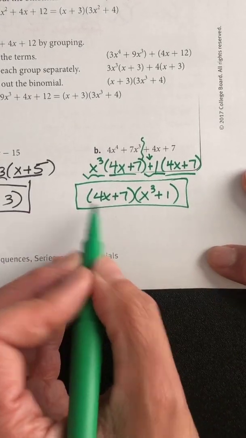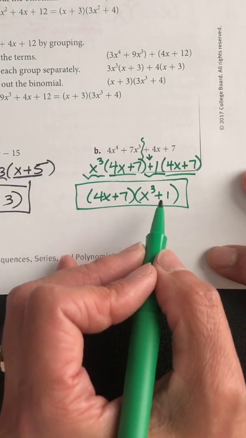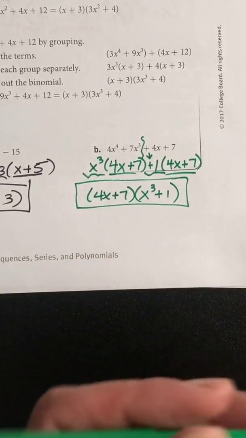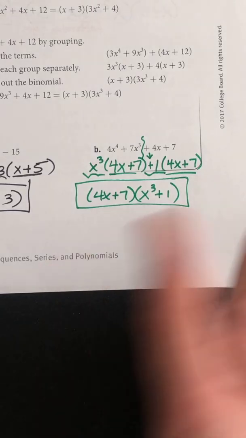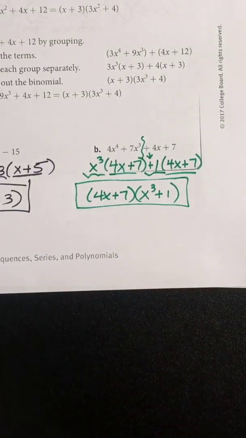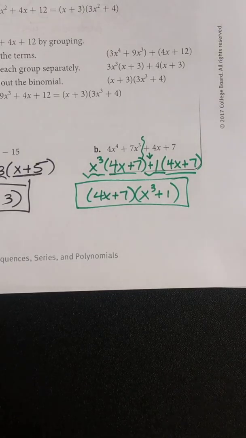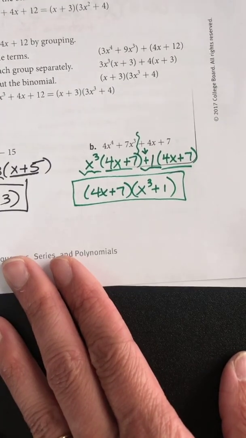What's funny about this one is that later on in these notes, you will be able to factor that. This is a sum of two perfect cubes, because x cubed is a perfect cube because it's cubed. And 1 is a perfect cube because 1 to the third power is still 1. How about that? So it's coming up.